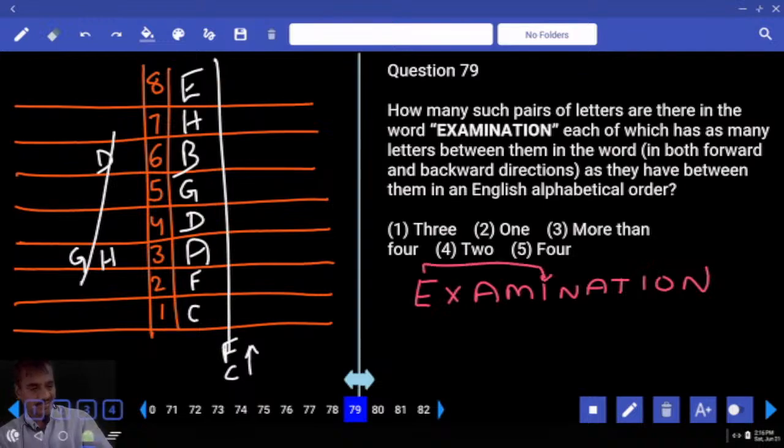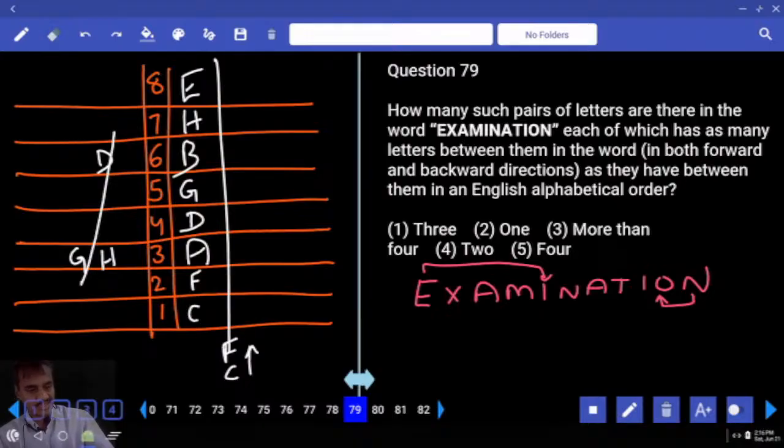J, K, L, M, N, O. X, no letter more than this. A, B, C, D, E, F, G, H, I. M, N, O, P, Q, R, S, T. I, J, K, L, M, N, O. N, O, P, Q, R, S. A, B, C, D. D, that's it. And how many are there? There's only one. Then in the reverse, N, O, P, Q, R, S, T, U, V, W, X.